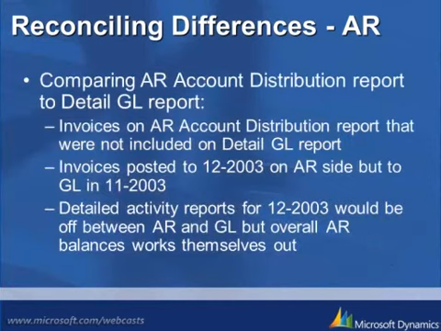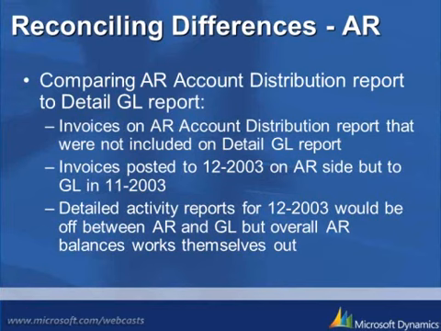bits here. So comparing the AR account distribution report to the detailed general ledger report, there's actually some invoices on the AR account distribution report that were not included on the detailed general ledger report. So those invoices happen to be posted to period 12 of 2003 on the AR side, but in general ledger they were posted to period 11 of 2003.